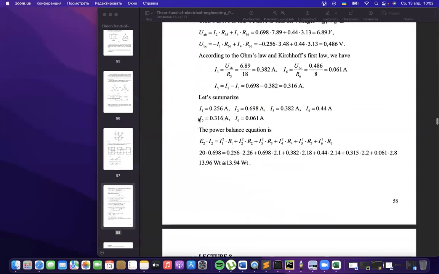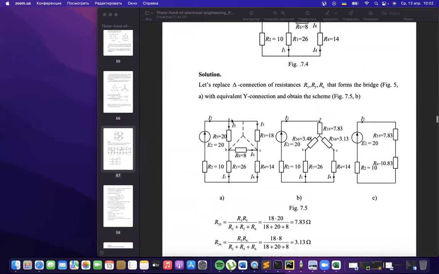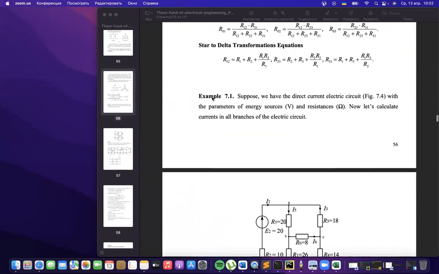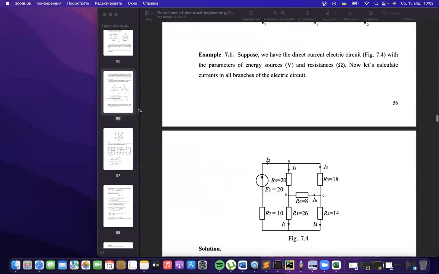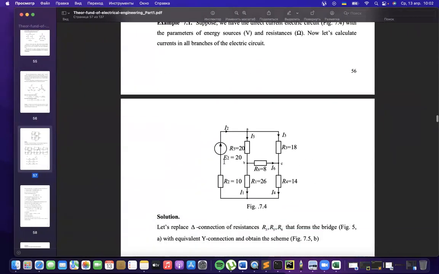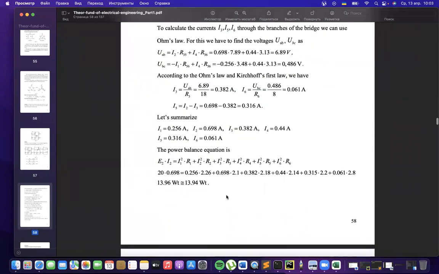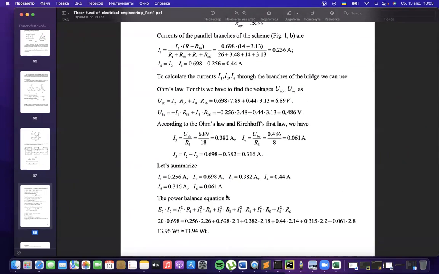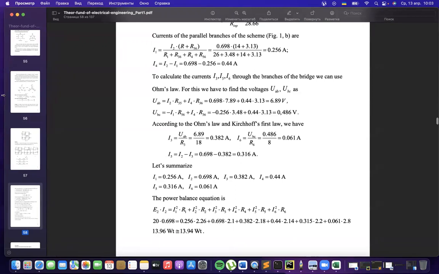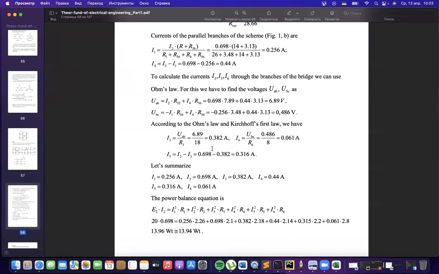Just at home, you could revise this example. It is quite detailed. Example number 7. You could look through it in a comfortable atmosphere at home. And if there are any questions, please welcome. You could text me or ask on the next lesson.